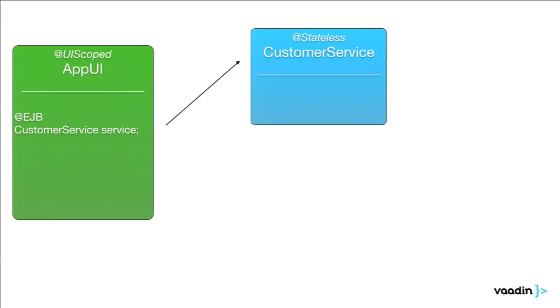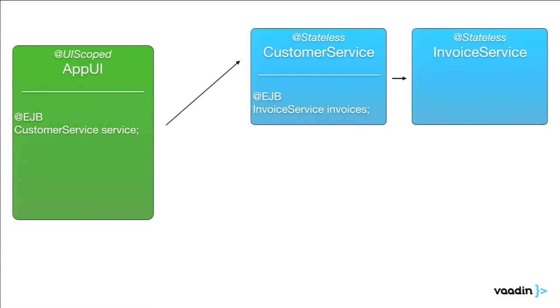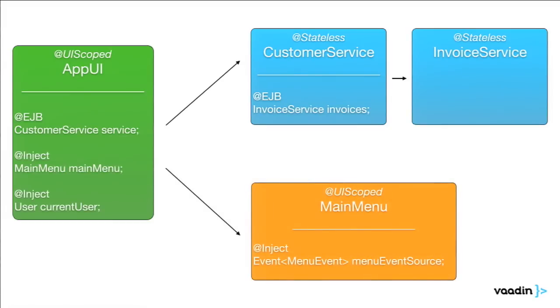The customer service can then, of course, be a stateless service bean, which might have references to other EJB beans. Similarly, our app UI might, for example, have a main menu, which would be just another CDI managed bean, also UI scoped. So it means that for every browser tab where we have one Vaadin UI, for every tab we would also have an instance of the main menu.